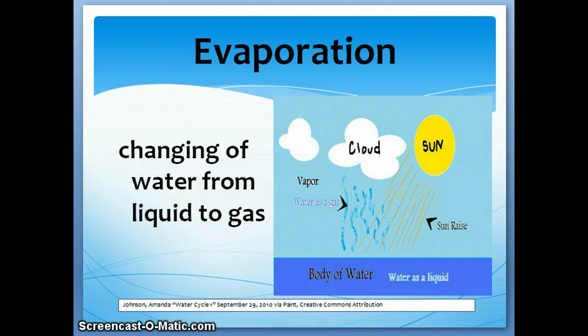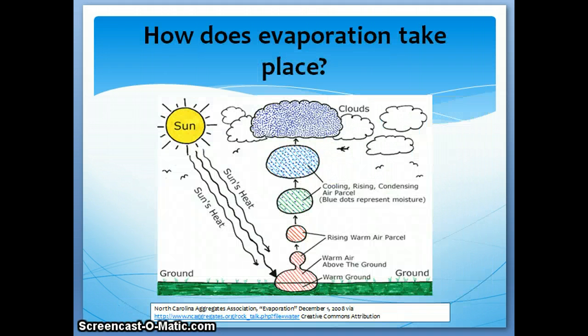Evaporation is the changing of water from a liquid to a gas. But how does this happen? Well, when the sun's rays hit a body of water, it forces water to evaporate. Water will evaporate because the sun's energy causes water molecules to push away from each other. The water molecules that change from a liquid to a gas will rise and enter the Earth's atmosphere.